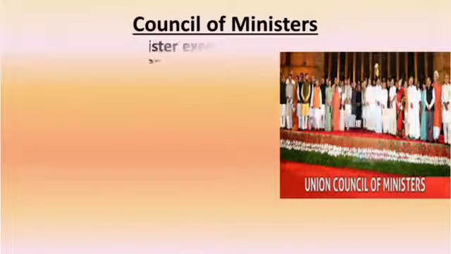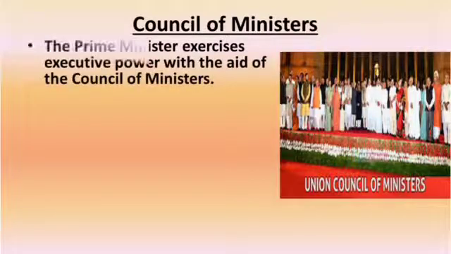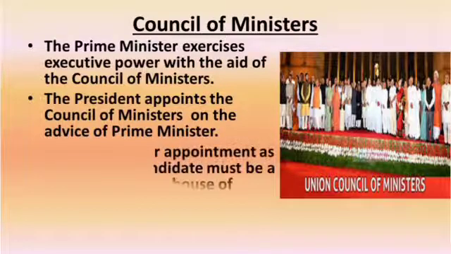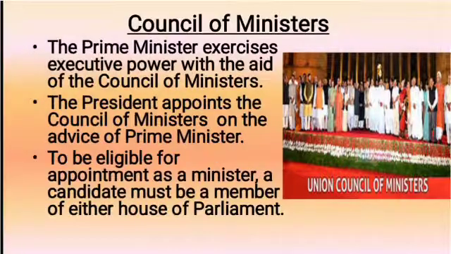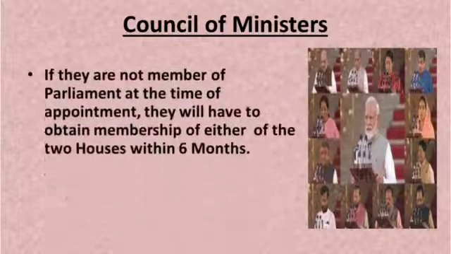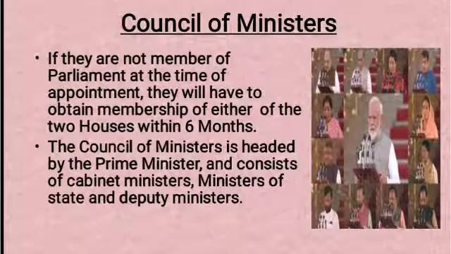Next, we will discuss the Council of Ministers. The Prime Minister exercises the executive powers with the help of the Council of Ministers. The President appoints the Council of Ministers on the advice of the Prime Minister. To be eligible for appointment as a minister, a candidate must be a member of either house of Parliament. If they are not a member of Parliament at the time of appointment, they will have to obtain, which means get, the membership of either of the two houses within 6 months.